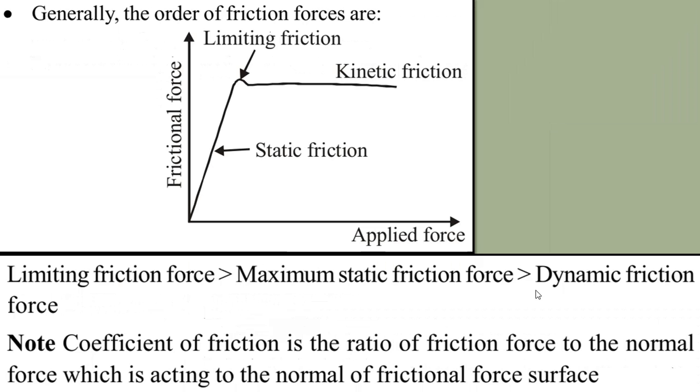Then generally the order of friction forces is as follows. This is applied force. On the x-axis we are taking applied force, on the y-axis we are taking frictional force. Then this is the static friction, this is limiting friction, and then kinetic friction. So limiting friction force is greater than maximum static friction force, which is greater than dynamic friction force. So note, coefficient of friction is the ratio of friction force to the normal force acting normal to the frictional surface.